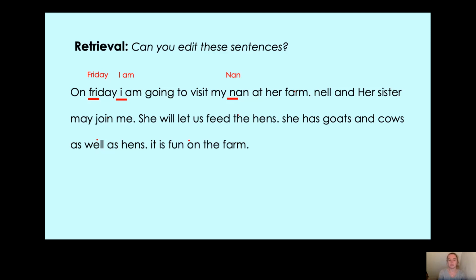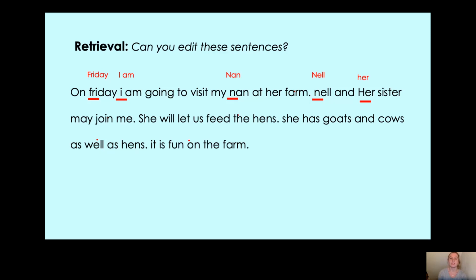Nell and her sister may join me. Now, what do you notice at the start? Yes, there isn't a capital letter at the start of our sentence. Not only is it a name, Nell, it's also at the start of our sentence, so it needs a capital letter. And her sister may join me. Oh, what's wrong here? Well, yes, we've got a random capital letter that needs to be changed to a lowercase. We don't need a capital letter for her.